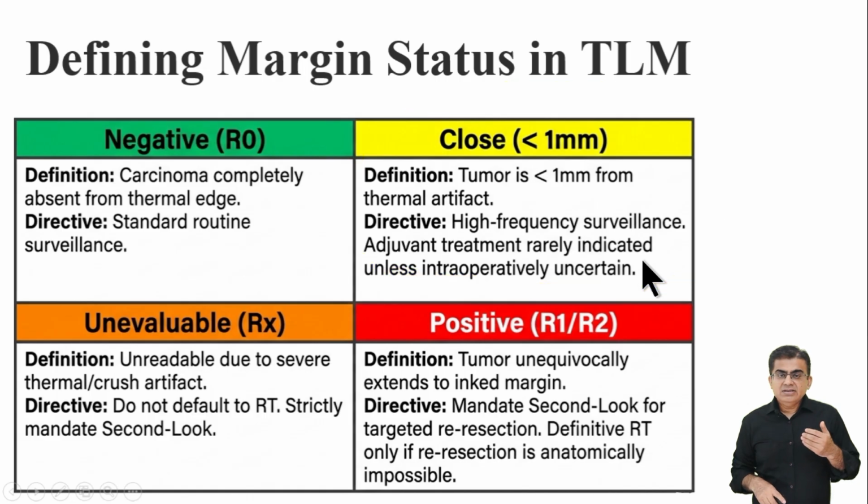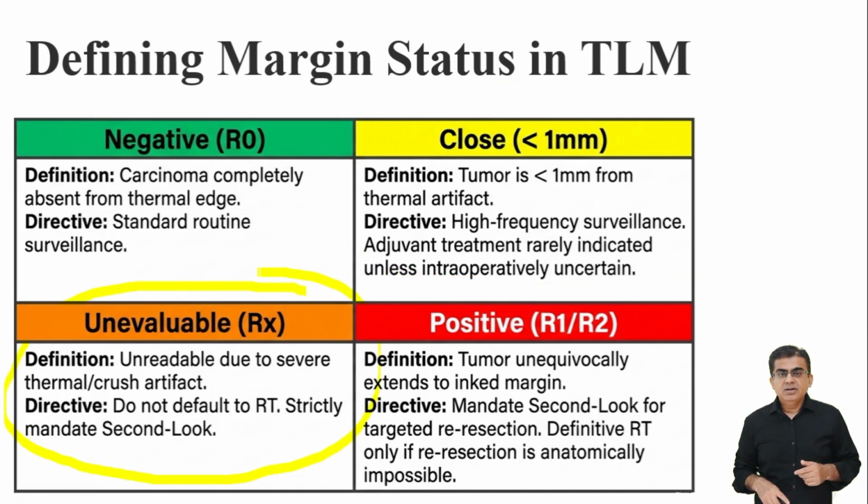Now look at the unevaluable or RX margin. Here, the margin is completely unreadable because of severe laser heat damage or crush artifacts. You must never automatically send these patients for radiation. Instead, you must strictly mandate a second look microlaryngoscopy.